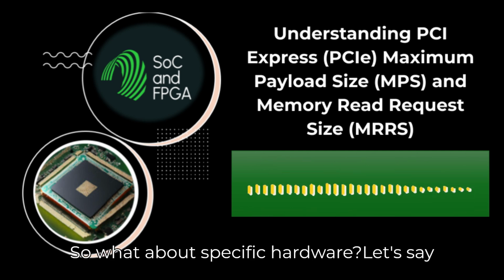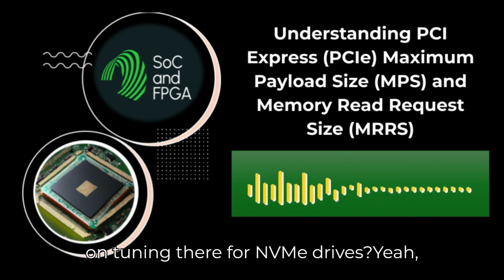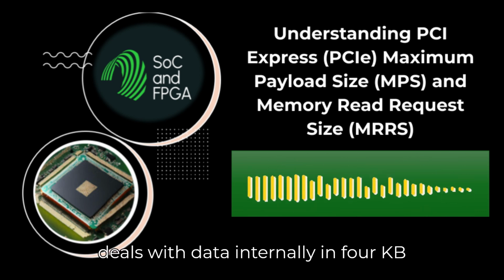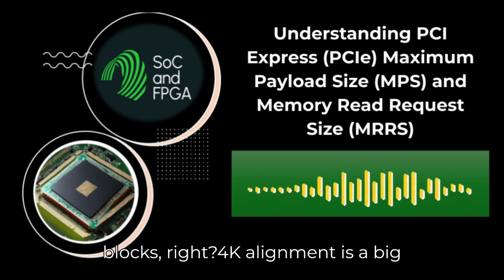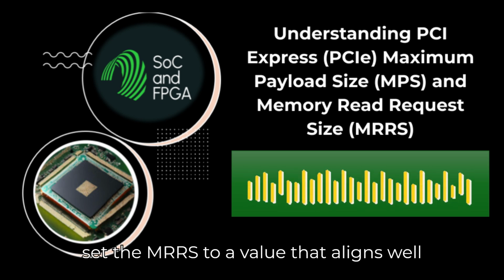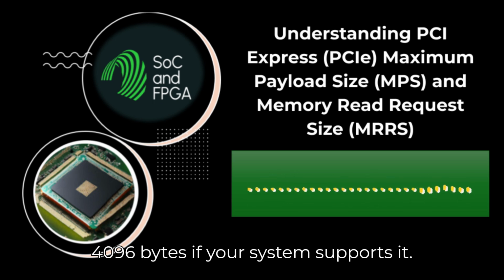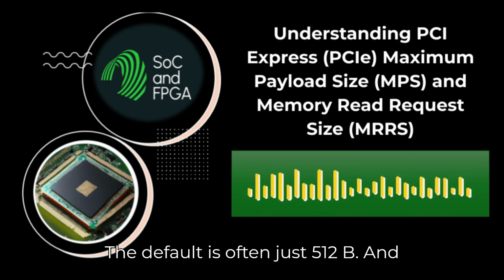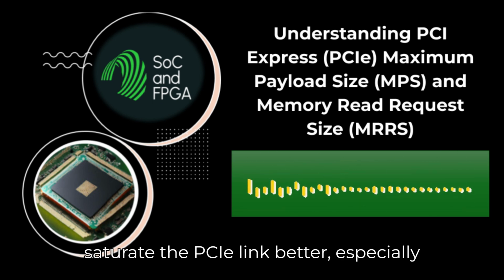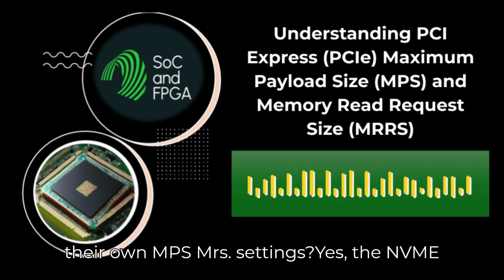Okay, so what about specific hardware? Let's say someone has a fast NVMe SSD. Any thoughts on tuning there? For NVMe drives, yeah, there can be benefits, since NVMe often deals with data internally in 4 kilobyte blocks. Right, 4K alignment is a big thing. Exactly. It may be beneficial to set the MRRS to a value that aligns well with that, maybe 2048 bytes or even 4096 bytes if your system supports it. The default is often just 512B, and sometimes bumping MRRS up can help saturate the PCIe link better, especially for sequential reads.